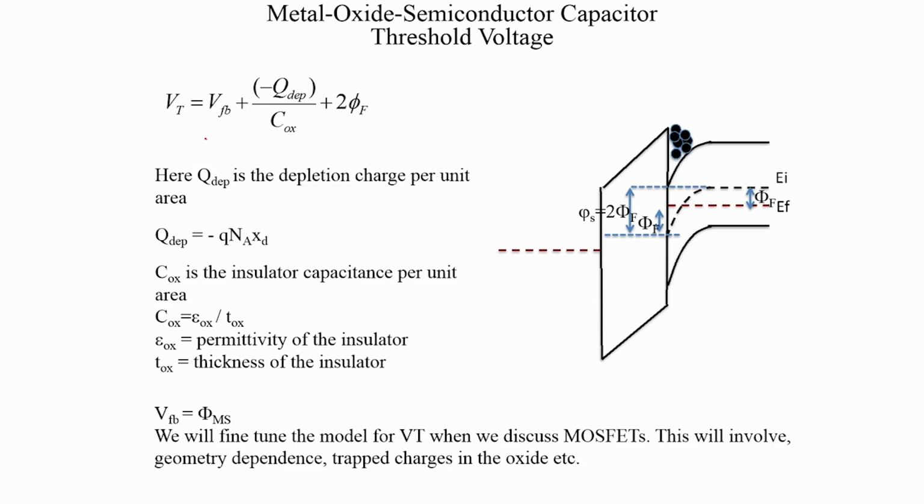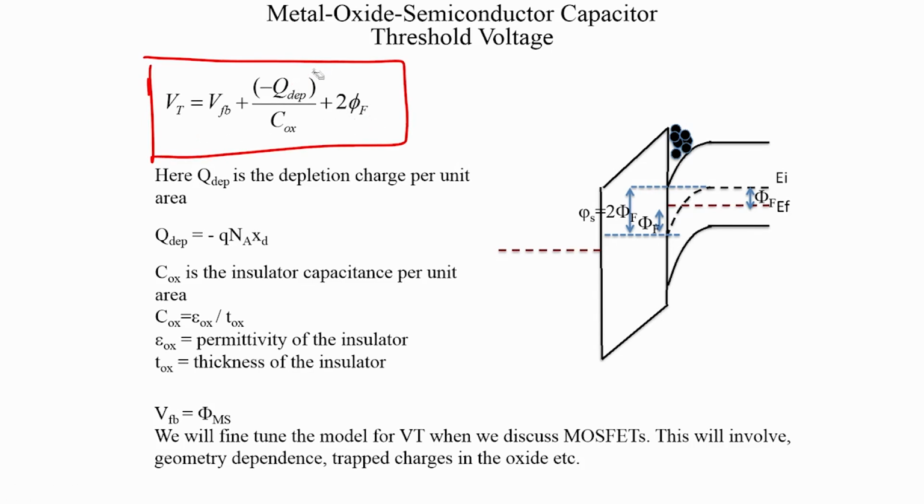So, you first reach Vfb, which is the flat band voltage, then you deplete the semiconductor, and finally you make the surface potential reach 2 phi f, and it is only when these three happen that you could say that there is enough charge on the gate that from this point on the semiconductor is strongly inverted, or the MOS capacitor strongly inverted, and that voltage is the threshold voltage. So, in some sense this is the definition of the threshold voltage.